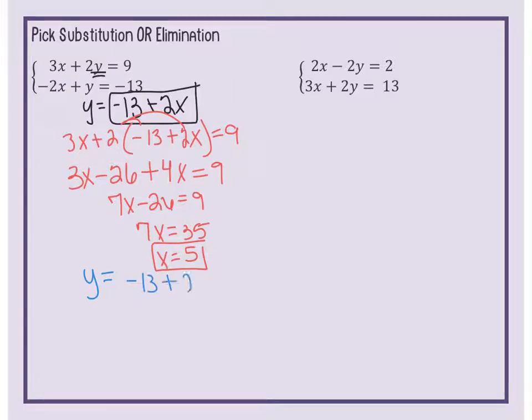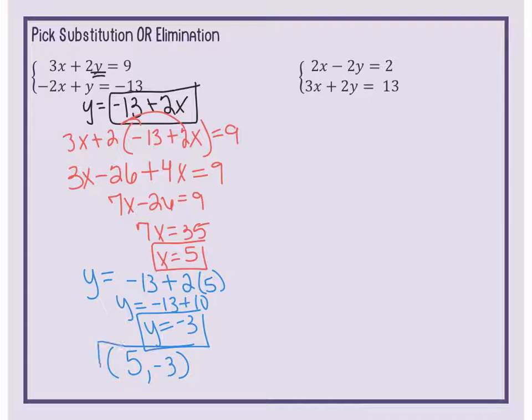Negative 13 plus 2 times 5. That's negative 13 plus 10. My y value is negative 3. So my final answer is 5 comma negative 3. And remember, this is the only ordered pair that's going to make both of those equations true.